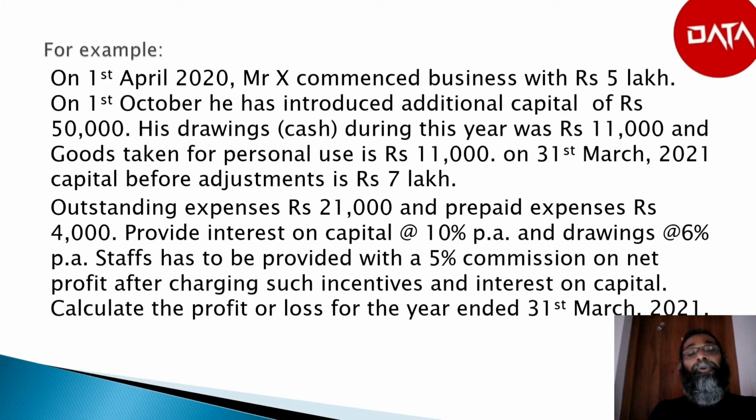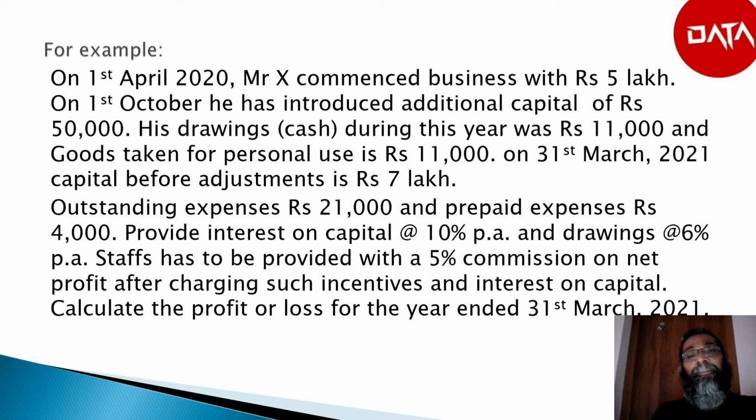On 1st April 2020, Mr. X commenced business with rupees 5 lakh. On 1st October, he introduced additional capital of rupees 50,000. His drawings in the form of cash during this year was rupees 11,000 and goods taken for personal use is also rupees 11,000. Therefore, the total drawings is equal to 22,000. On 31st March 2021, the capital before adjustments is rupees 7 lakh, meaning this is the closing capital.